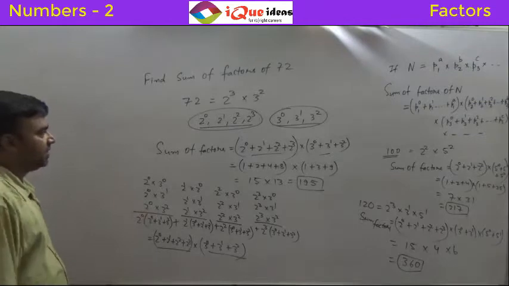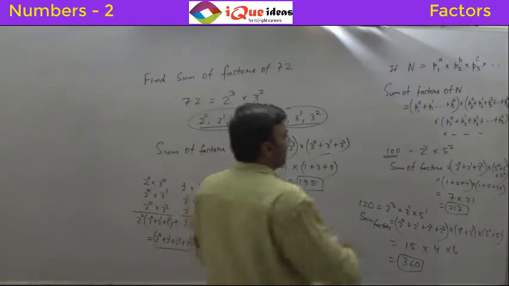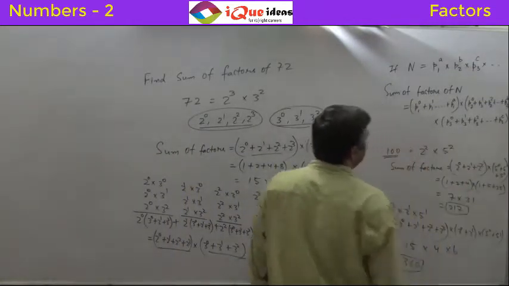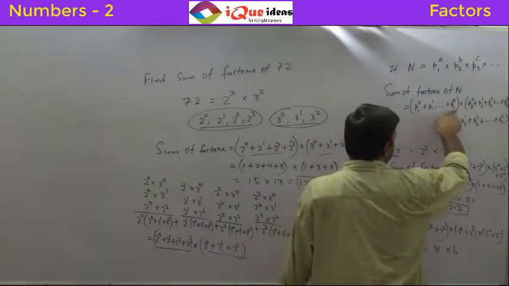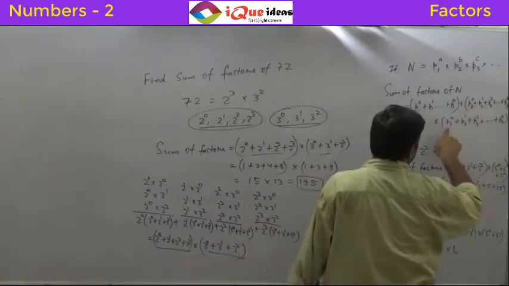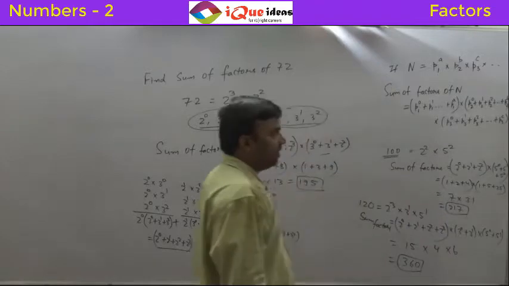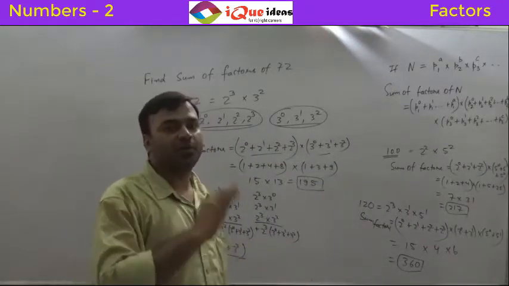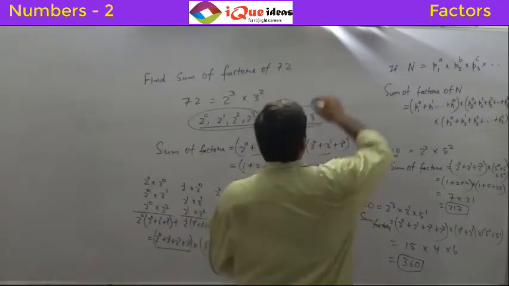Just one simple addition that I would like to do here. If you look at this carefully, if you are aware of something called geometric progression, this series is a geometric progression. This is another geometric progression. This is another geometric progression. And for geometric progression, there is a direct formula also. I'll just give that separately.